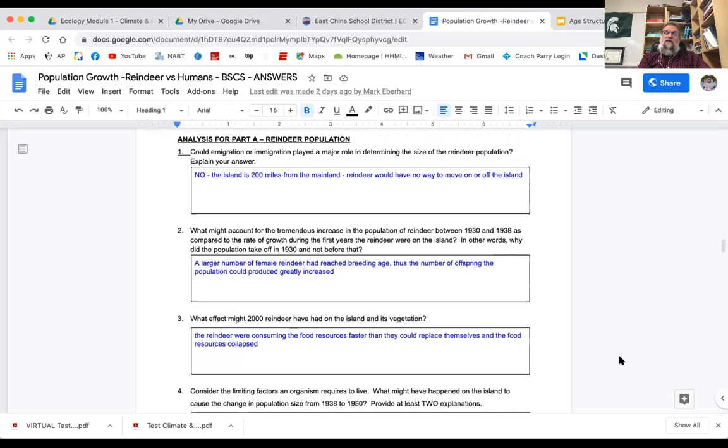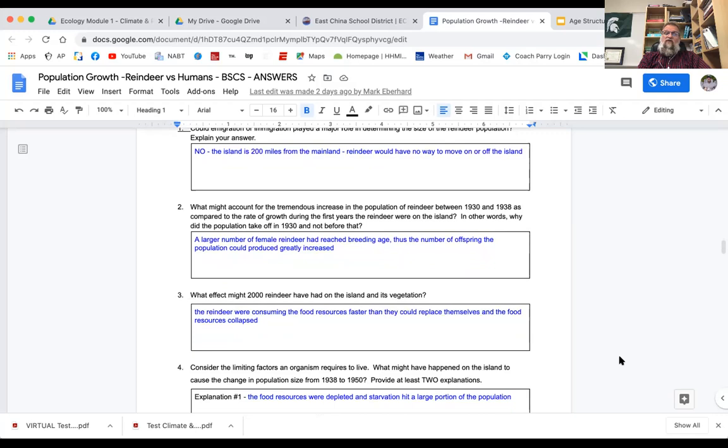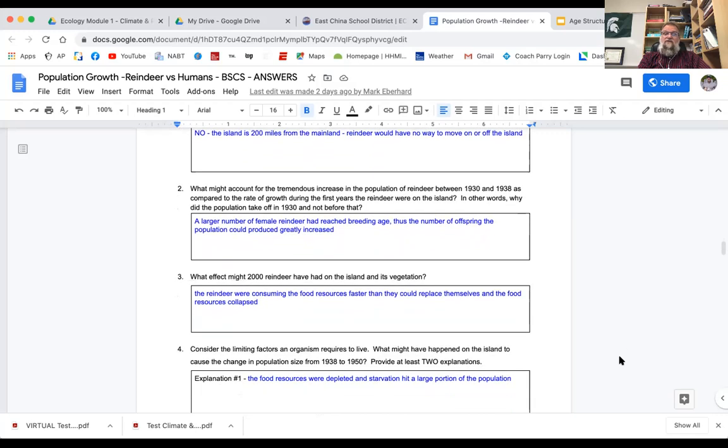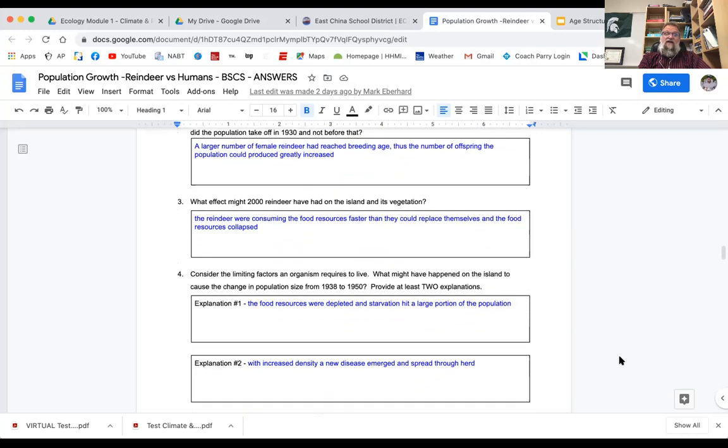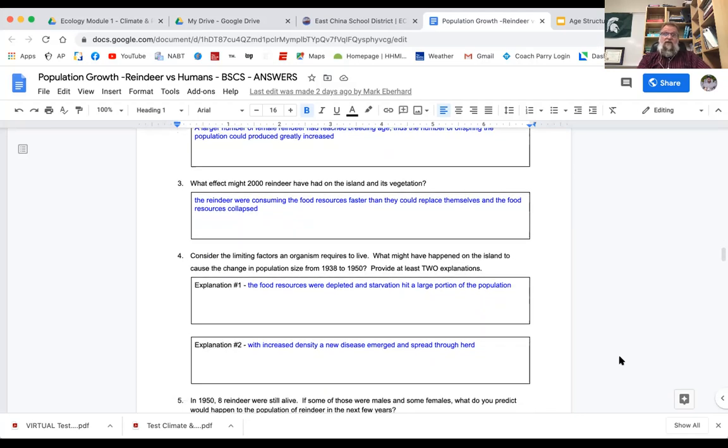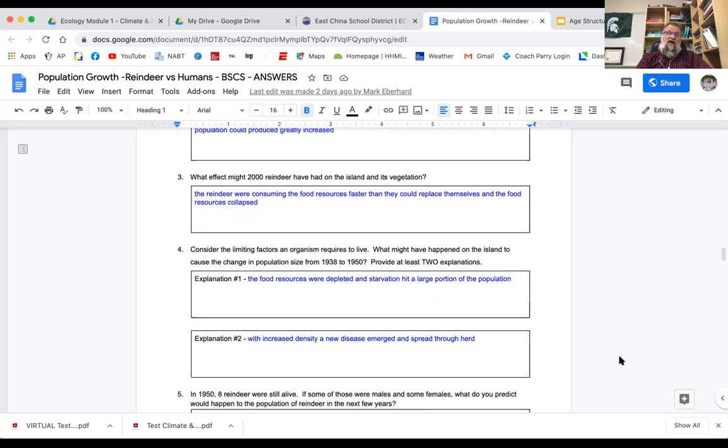What would normally have been limiting factors? What would have normally kept these guys in check? As I already mentioned, food resources normally would keep them in check. And so if they were depleted, starvation would hit. Disease, we already mentioned. These are 2 possibilities, not the only 2 possibilities. And so if we have just 8 deer left in 1950, and some of them are male and some of them are female, what might happen?